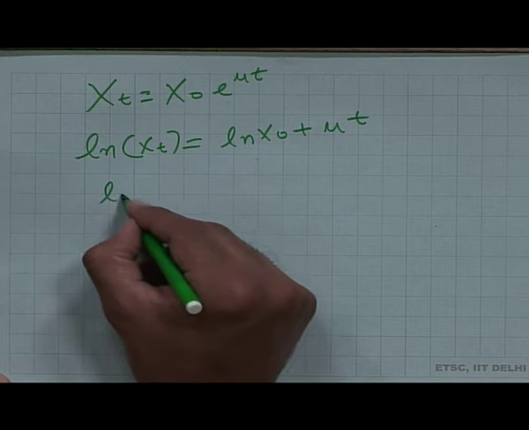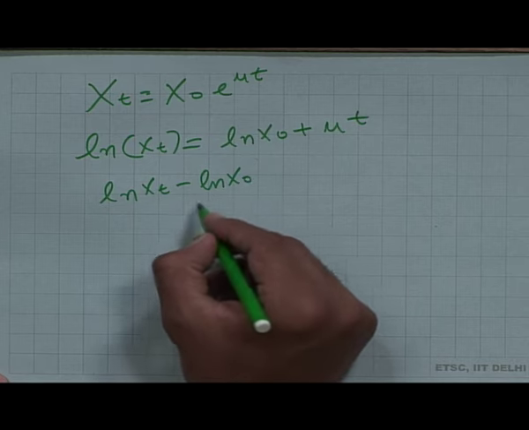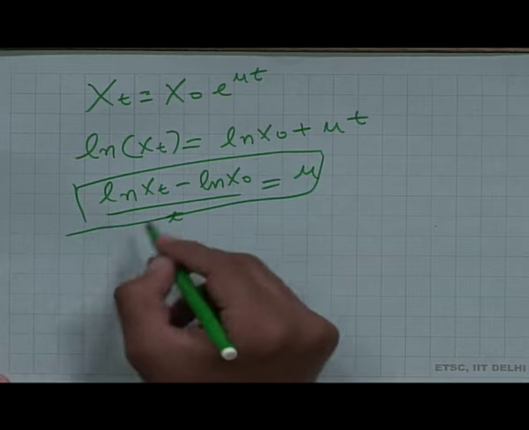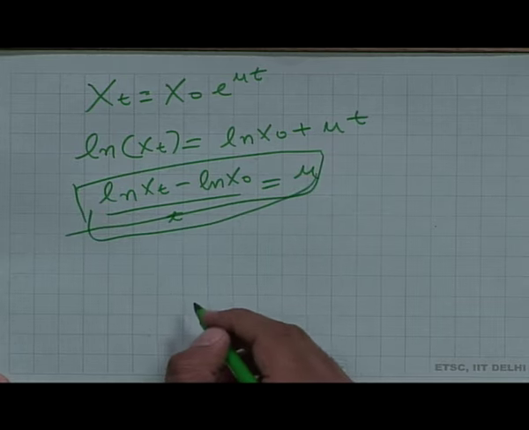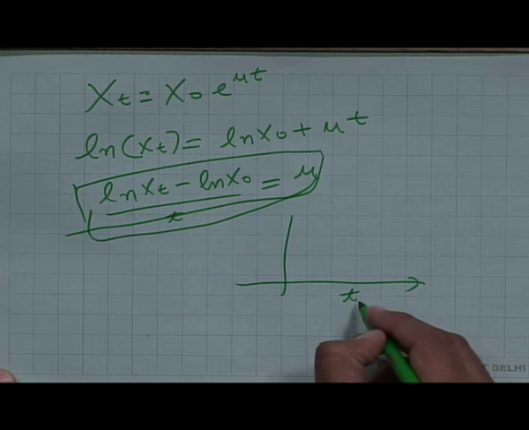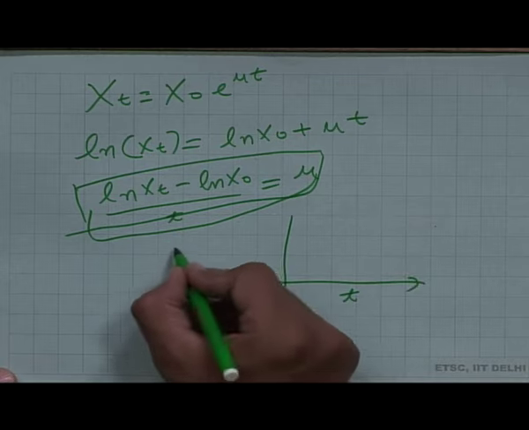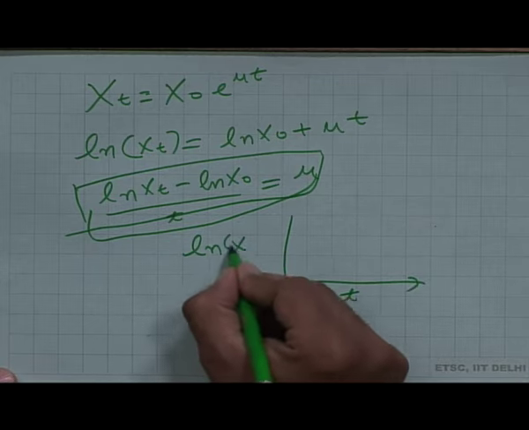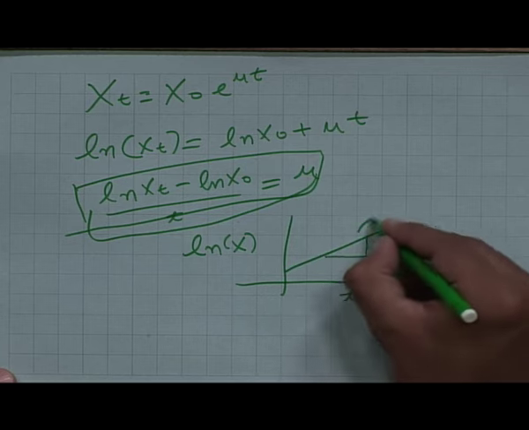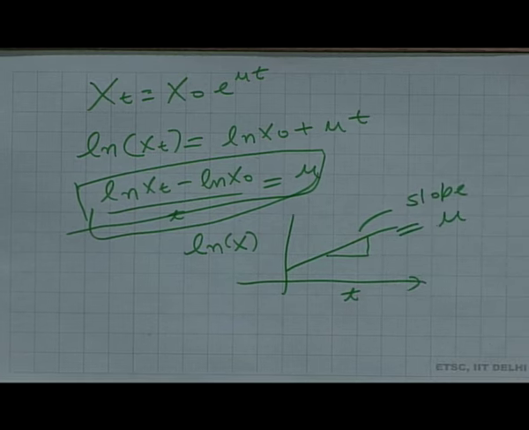So, ln of x t minus ln of x 0 divided by t is equal to mu. But if you look at this equation, and if I plot time and ln of x, then the slope of this line would be equal to mu, right.